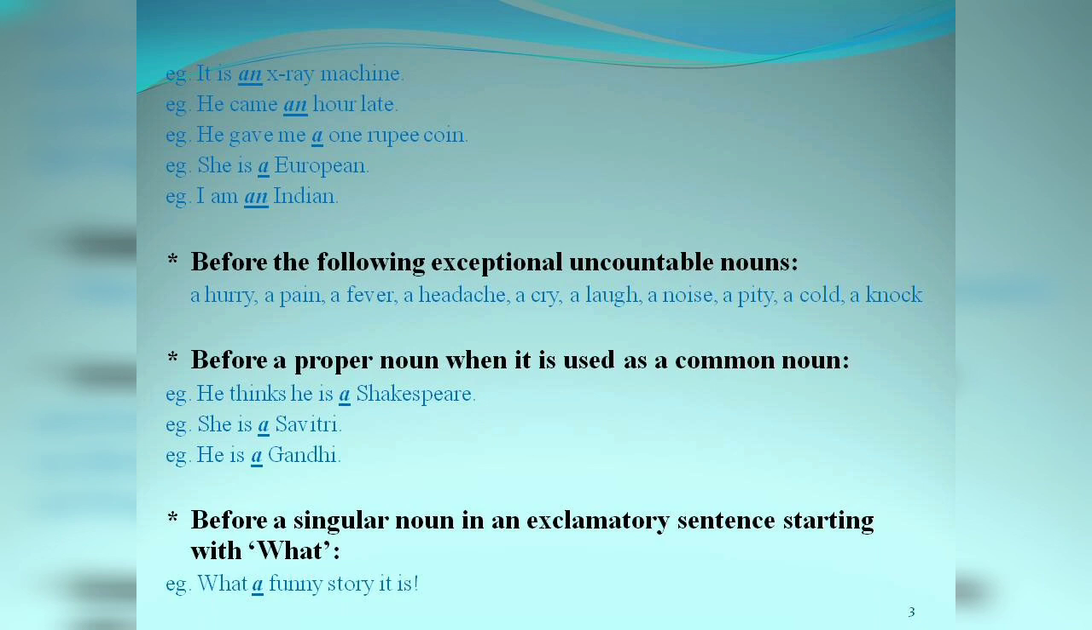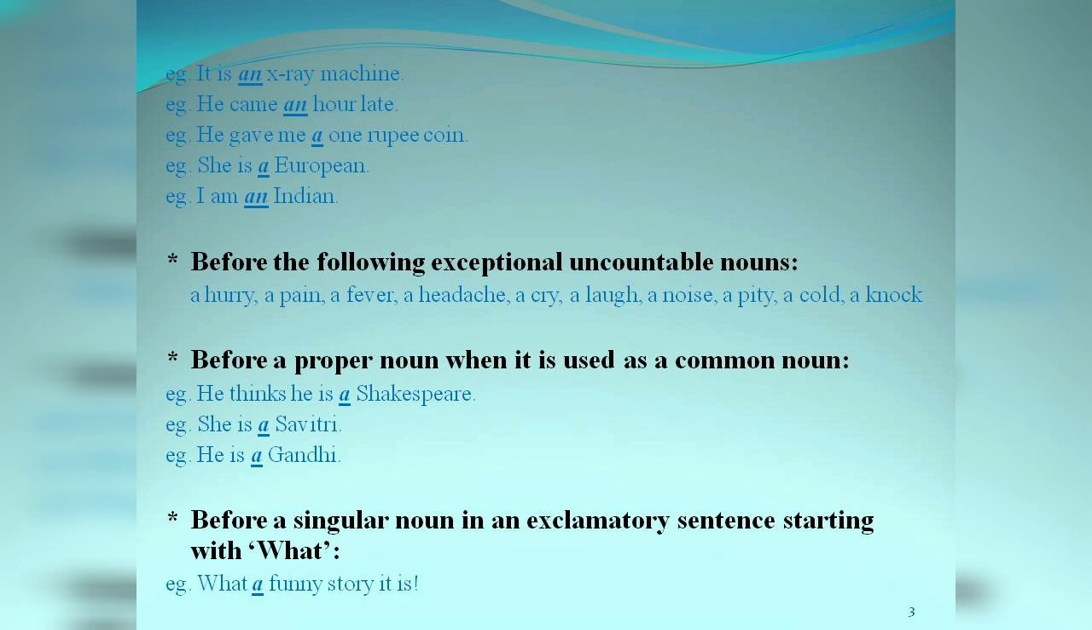Next sentence. She is a European. The word European is a singular noun, and here it starts with a Y sound, which is a consonant sound. Therefore, we have written here a before it. Next is, I am an Indian. Indian is a singular noun and it starts with an I sound, so it is a vowel sound. So we have written here an before it.